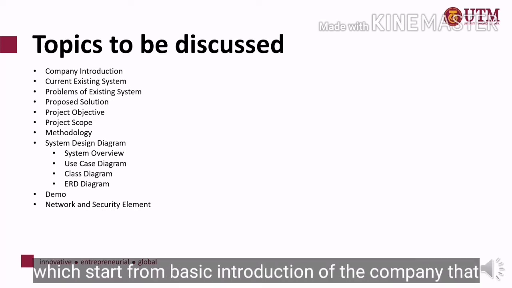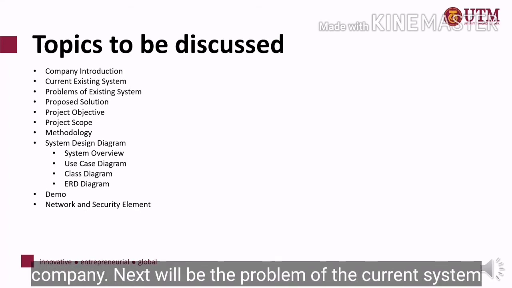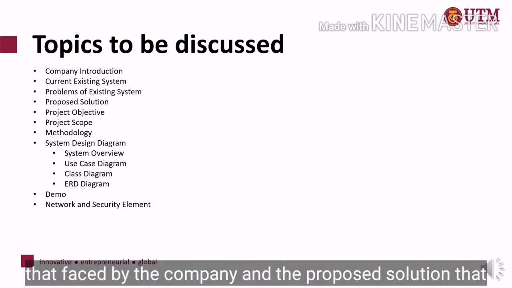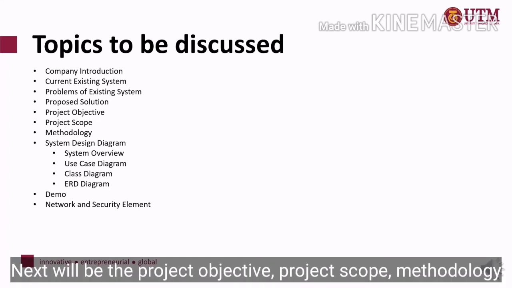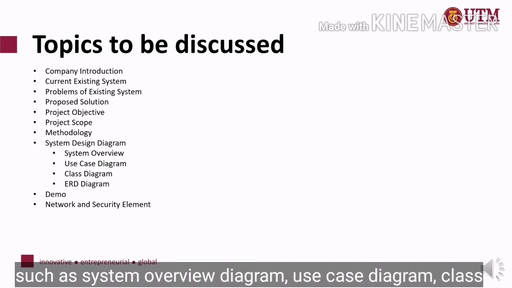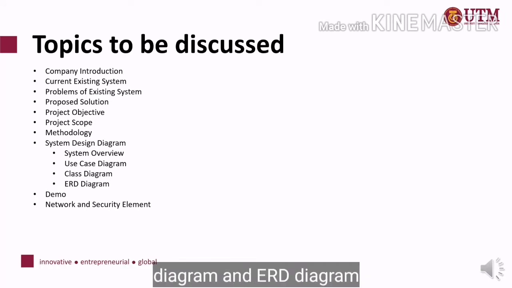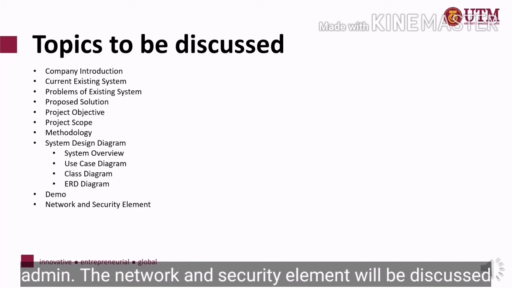We start from a basic introduction about the company that I work for, followed by the current system they are using in the company. Next will be the problems of the current system that the company is facing, and the proper solution that I want to apply. Next will be the project objective, project scope, methodology, and system design diagrams related to this project, such as the system overview, use case diagram, class diagram, and ERD diagram. Lastly will be the demo for customer, rental company, and admin. The network and security elements will also be discussed in this section.